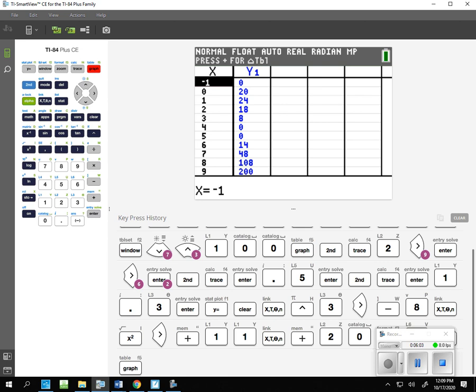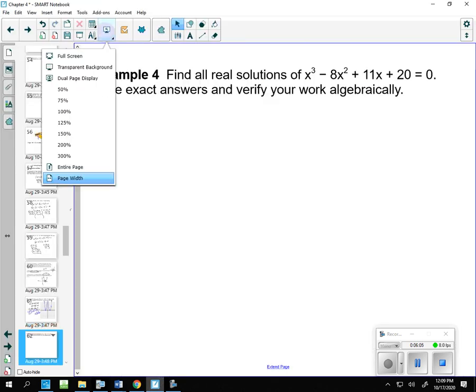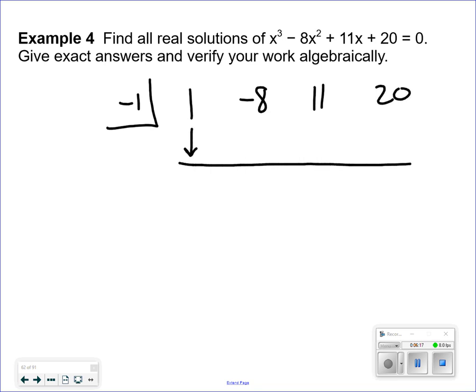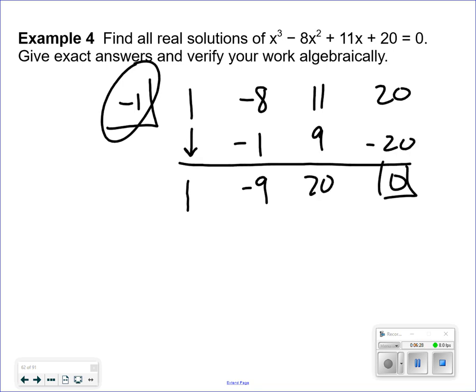Well, I only need one of those. So I'm going to go back and I want one of those answers. So let's go with -1. I'm going to do synthetic division. Because I know if that is truly a solution, the remainder, when I get done doing synthetic division, will be 0. And then I write my answer down and I go from here.